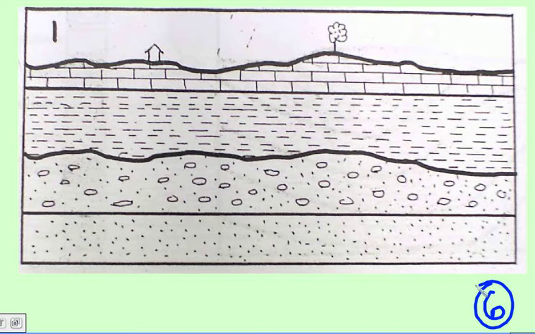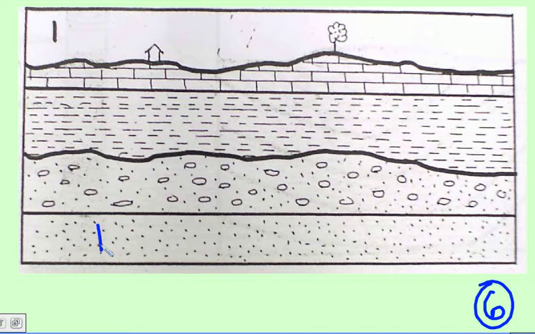Now we know the best thing to do, thinking about our cross-section, is to start out with the oldest rock layer, and the oldest is typically, of course, on the bottom. Here I only have one option of the bottom rock layer, and that is the sandstone, so I'm going to put a number 1 there. It's got to be the oldest.